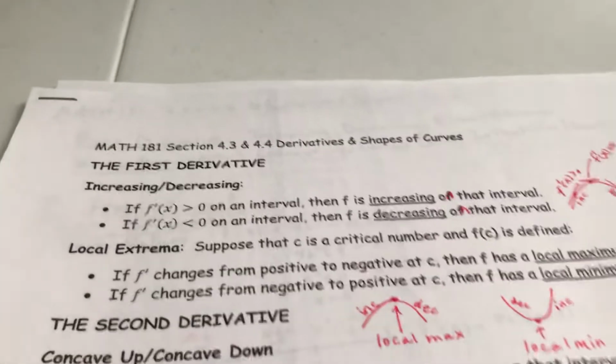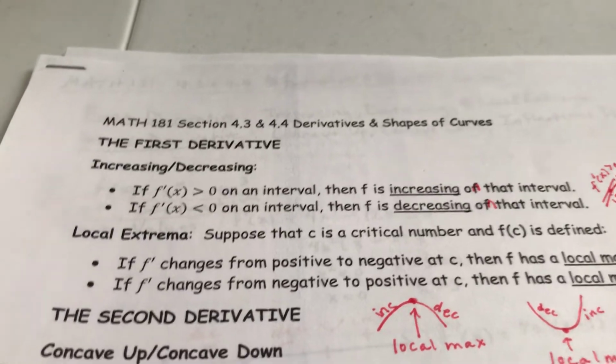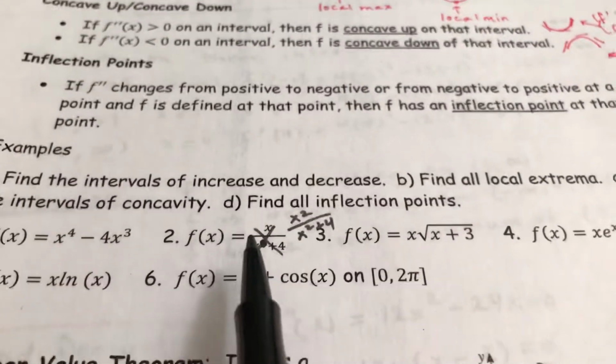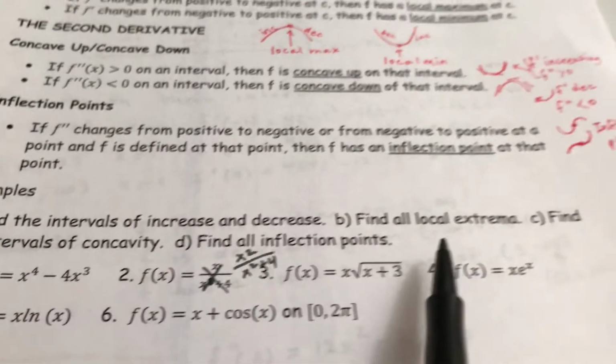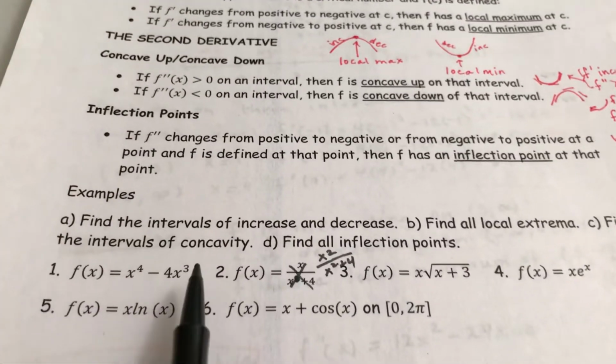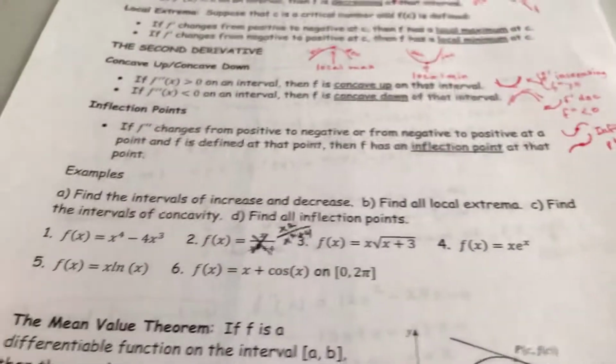All right, we're back to section 4.3, 4.4, getting ready to do the examples. Directions are find the intervals of increase and decrease, find the local extrema, find the intervals of concavity, find all inflection points. And here are the functions. Let's do the first example.